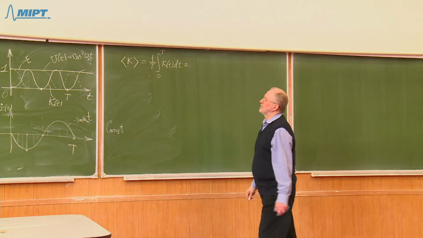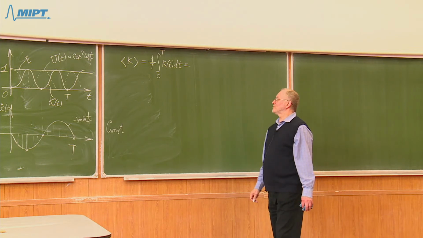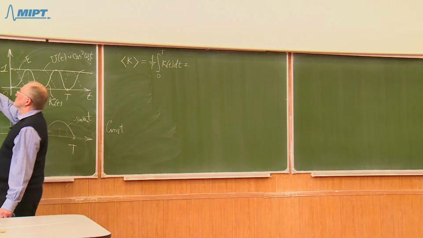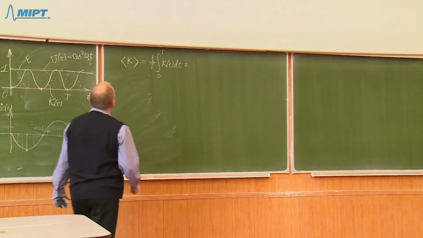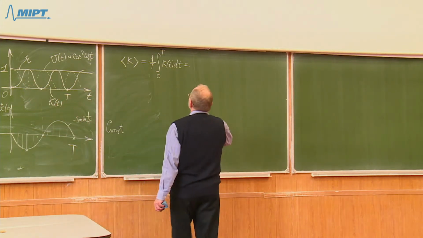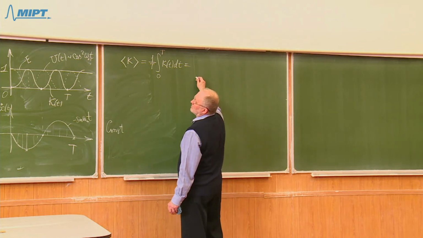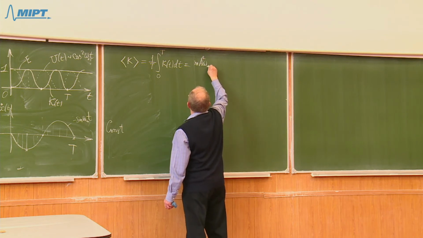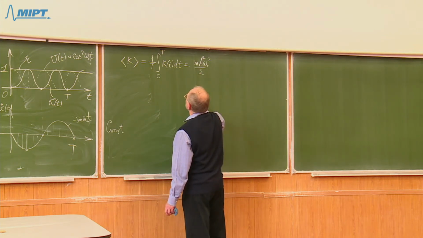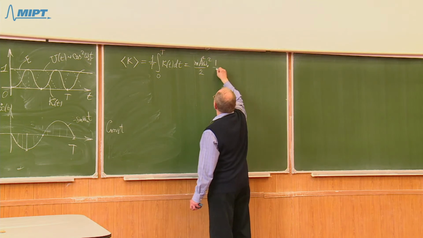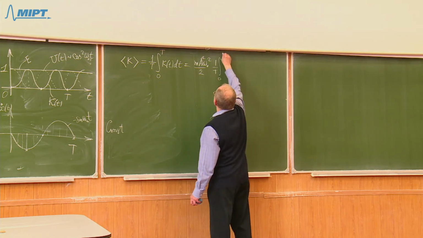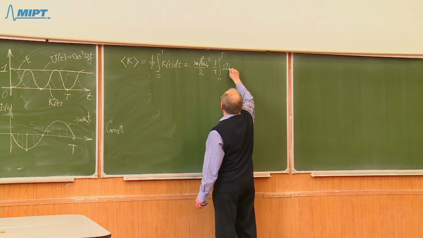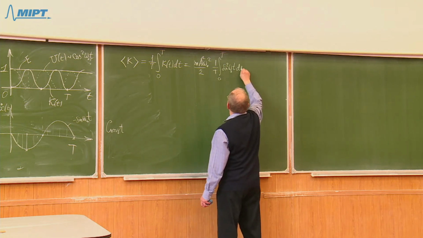And I need to find the average value of kinetic energy. I have to take this integral for kinetic energy. So the coefficient there will be m a squared omega 0 squared divided by 2. And here I will have to take the integral of sine squared omega 0 t dt.